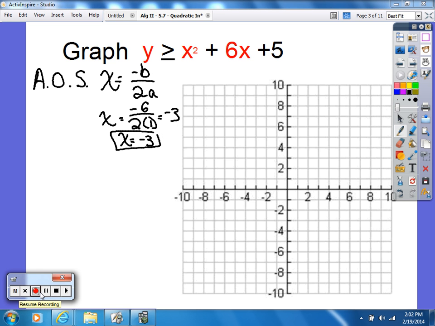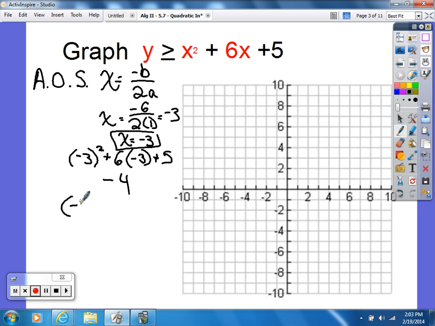So if you plug in negative 3, you should have it typed in, if you're typing it in your calculator, negative 3 squared plus 6 times negative 3, plus 1. And I believe if you type that in, you get negative 8. Am I right? That means my vertex is at negative 3, negative 8. So let's go ahead and plot that point. Negative 3, negative 8. There's that lovely point.